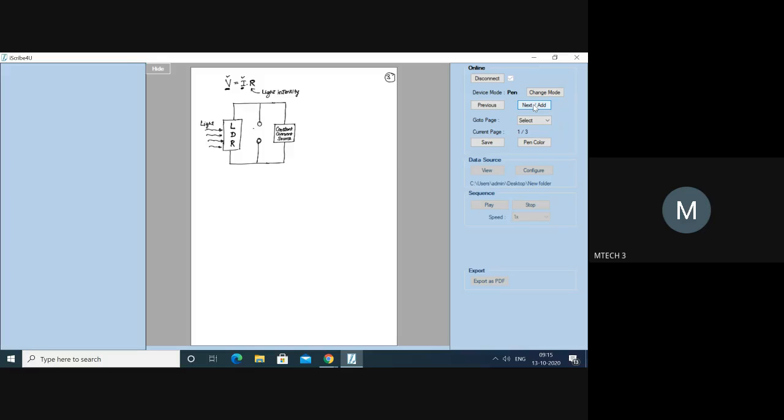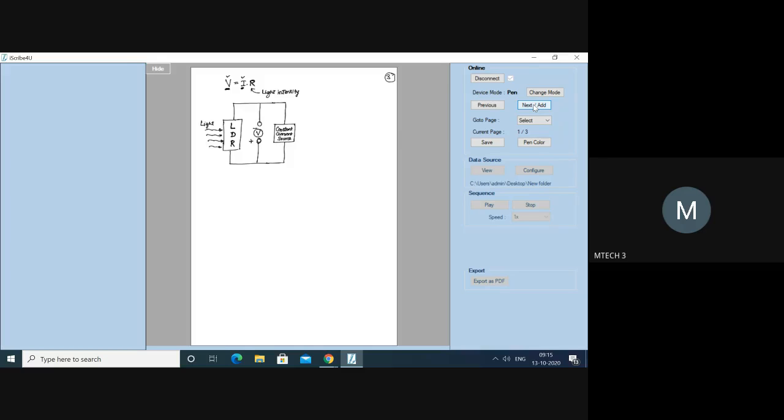Now here you are going to measure the voltage. The amount of voltage is a measure of change in resistance. That change in resistance in turn is a measure of the light intensity.